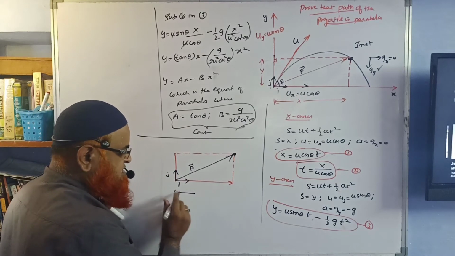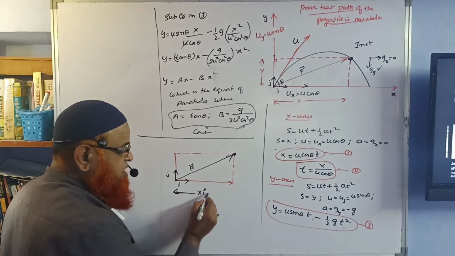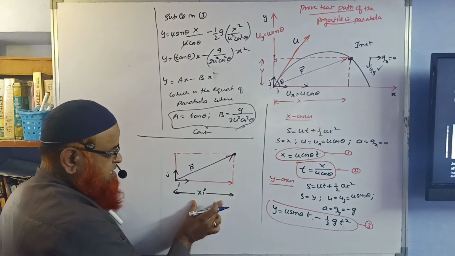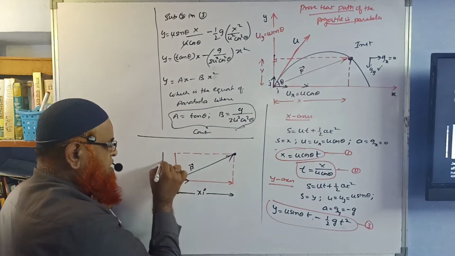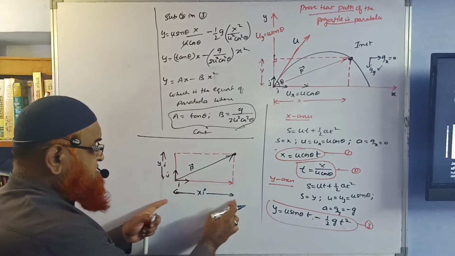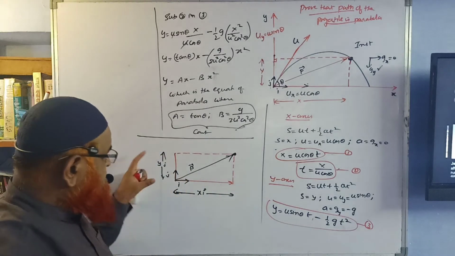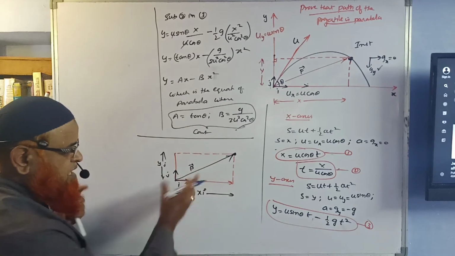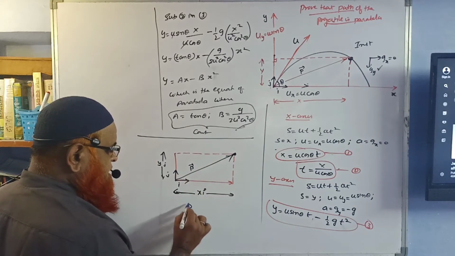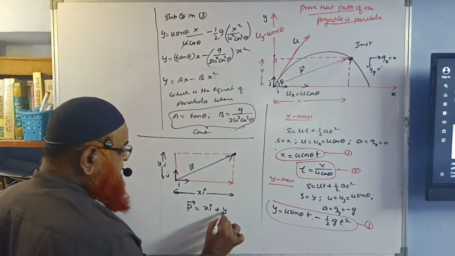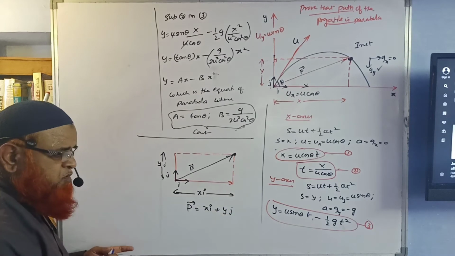Then this part is considered to be x into i, because this is the length which is taken as x. Now, this part is going to be y into j. This is x into i, and this is going to be y into j. Understand? Then if you want to write the position vector, what is the meaning of position vector here? Position vector is nothing but x into i plus y into j. Why are you going to write like this?